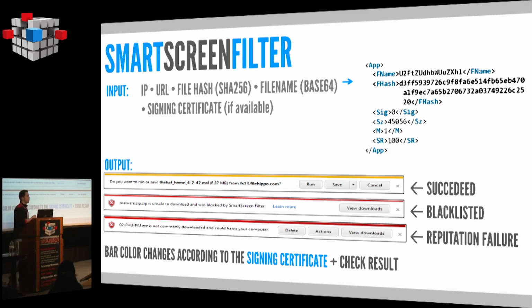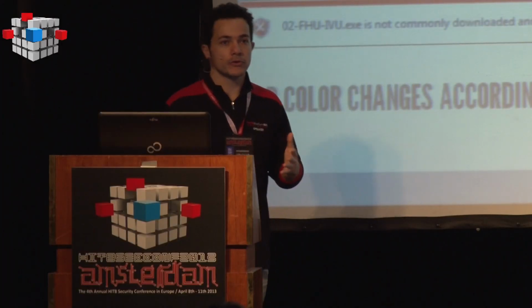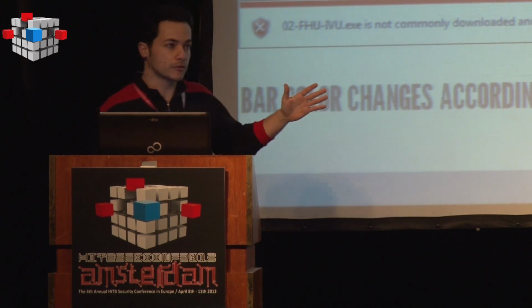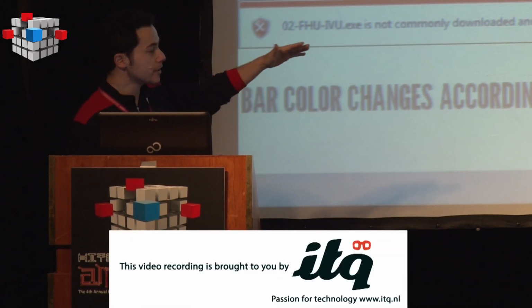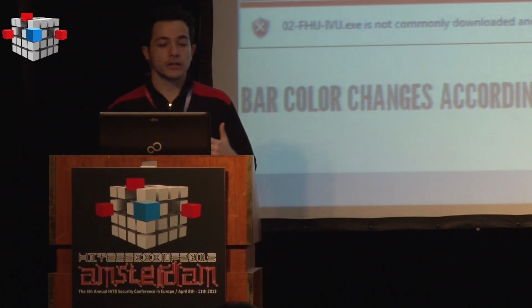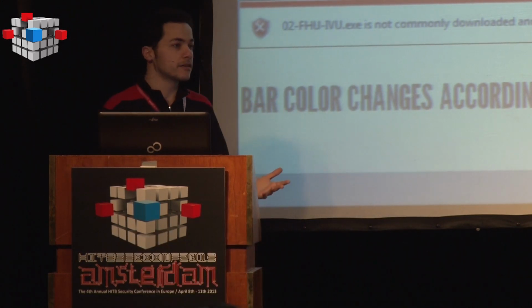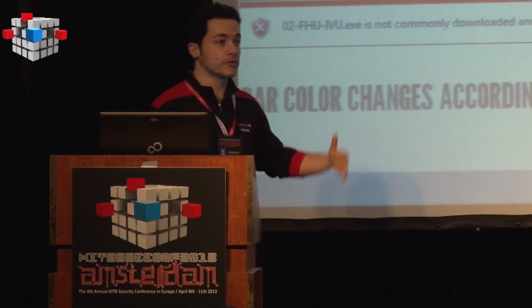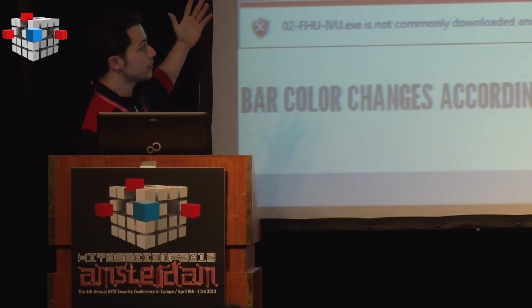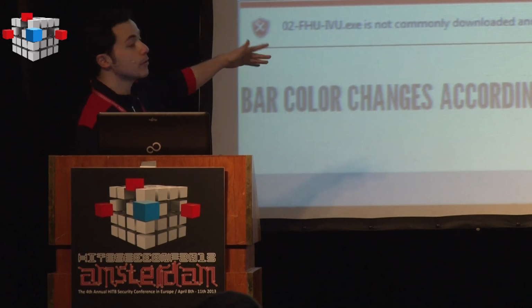This means: I'm not sure if the application you're trying to open is malware or not, but being in doubt, I will disable the run button. If you want to run it, you have to first click on actions and then click on run. The bar color changes according to the check result and the signing certificate. I mean, in the first case, if the application we are trying to open was signed, the bar color was green and not yellow. In the last case, it was yellow and not red.